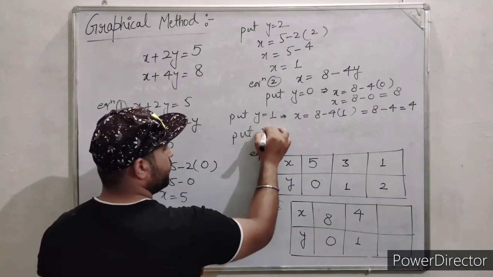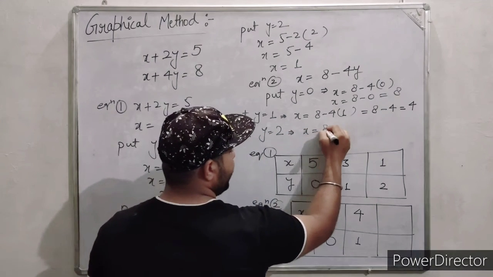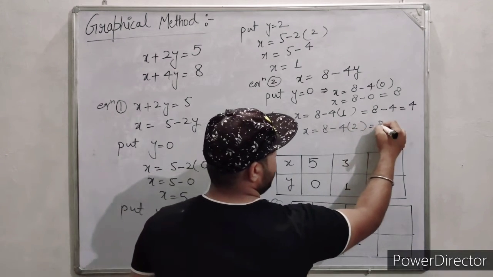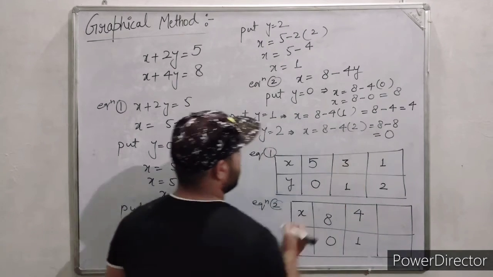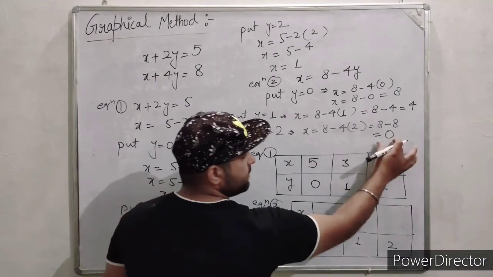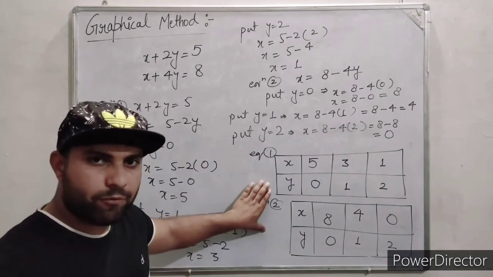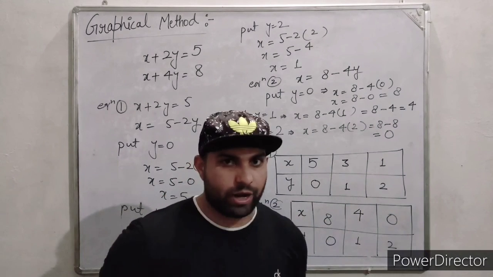One last time, put y is equals to 2. X is equals to 8 minus 4y. What is y? 2. 8 minus 4 twos are 8. That is 0. So when you put y equals to 2, you will get the value of x is 0. So now I have two charts. With the help of these two charts, this value data, I'll make a new graph.